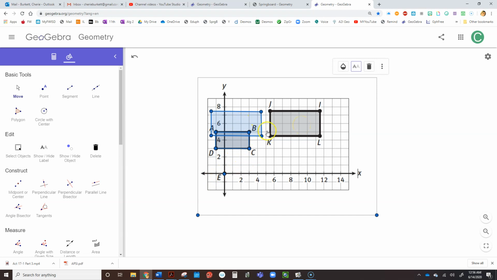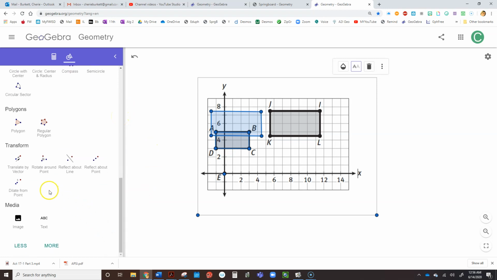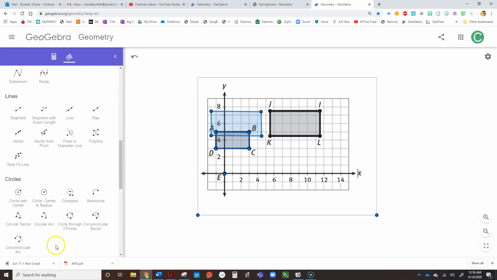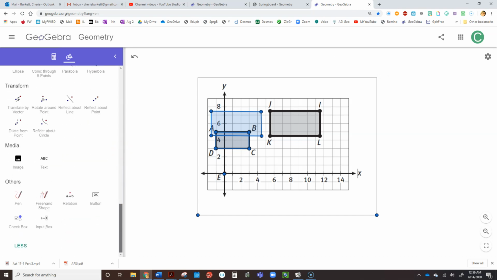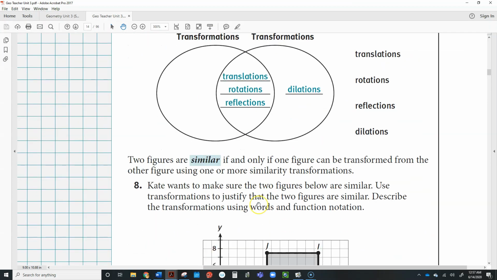I can tell you what Springboard did. They reflected it about this line right here. If you reflect about this line, then this point flips over here, this point flips over here, and this point flips over here. So that's what Springboard said. It's not the only answer, like I said. We could also translate it.